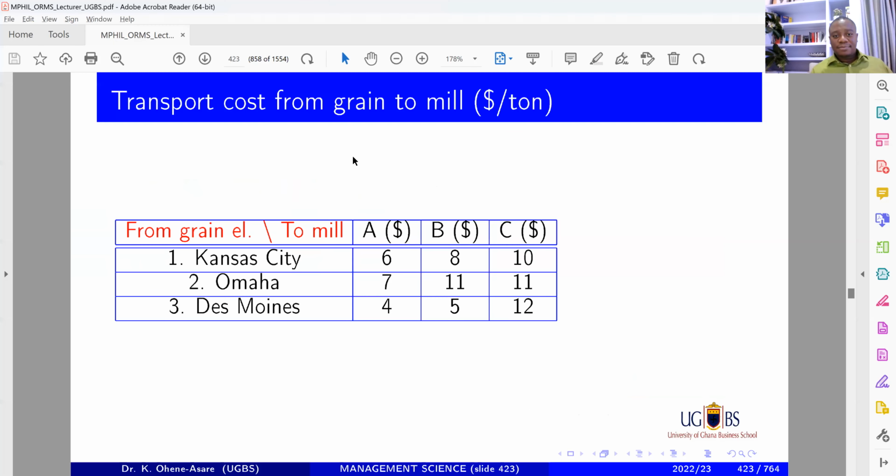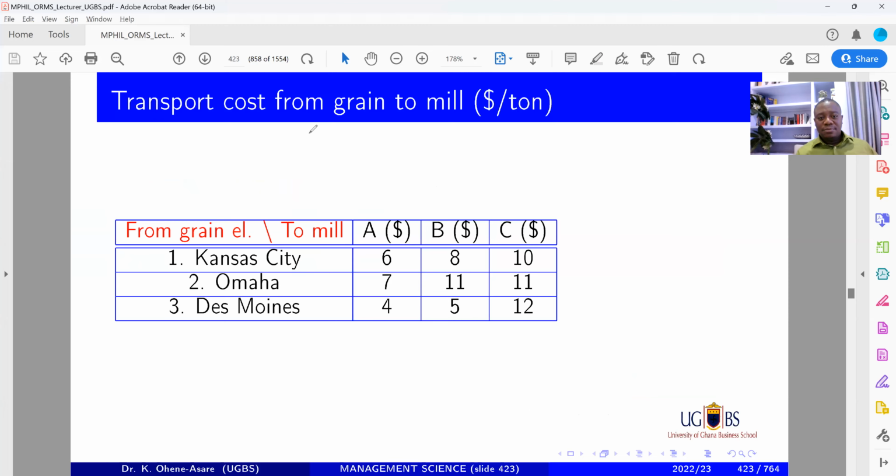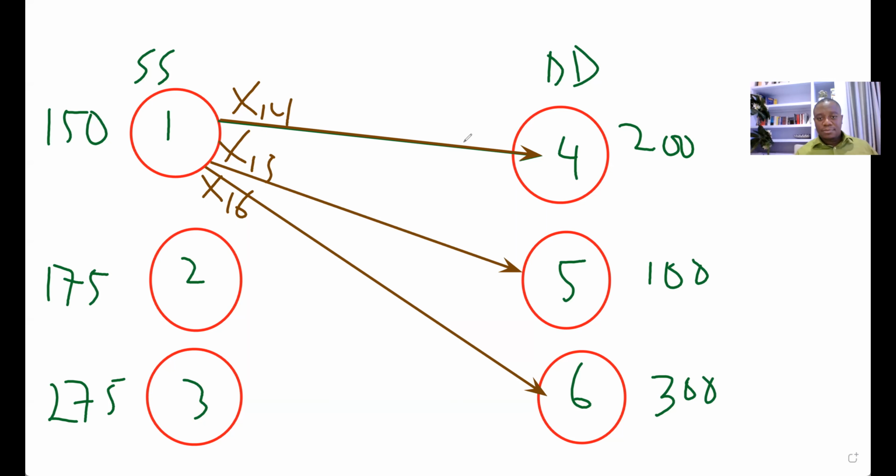The graph is not showing up for some strange reason. Okay, so you write 6, 8, 10. Now those writings must be on the extreme end. This is what I want you to take note of. They must be on the extreme end.